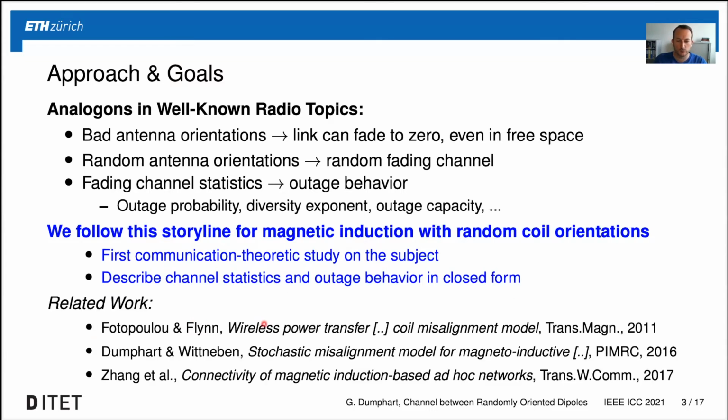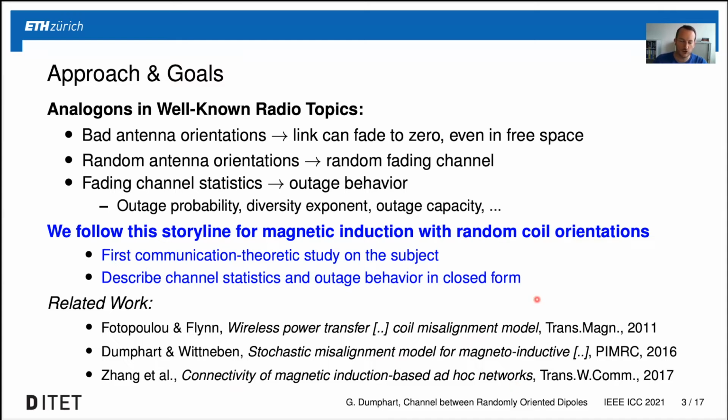Some related work would be here, a rather classic paper on coil misalignment, not random modeling, with a focus on accurate description of the channel coefficient and power transfer efficiency between two coils. We used random modeling in our paper here, and random modeling was also used in this paper with the focus on connectivity of magnetic induction-based ad hoc networks with random positions, random orientations.